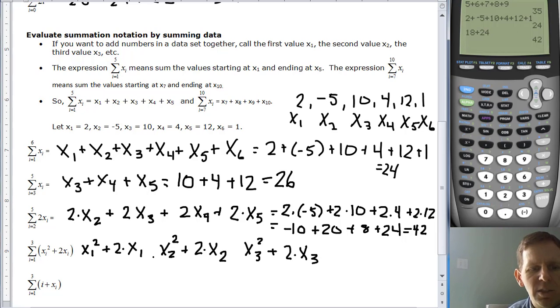When we're done, we're going to add these 3 sets of values together. This, plus this, plus this. If you want to put these things in parentheses, you could do that as well. That's okay.